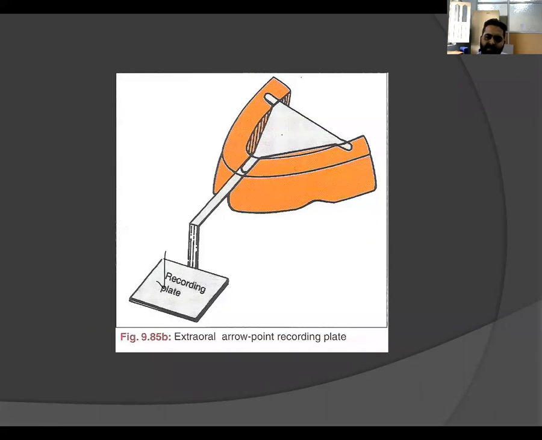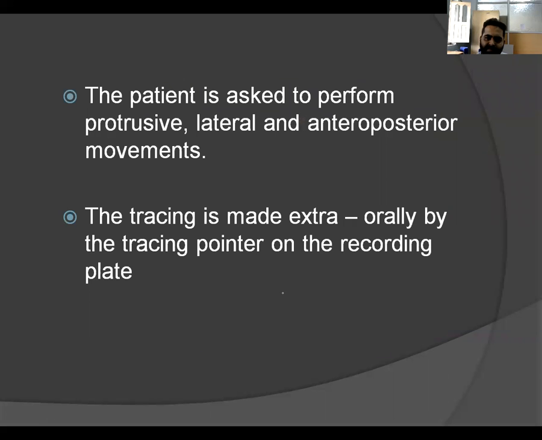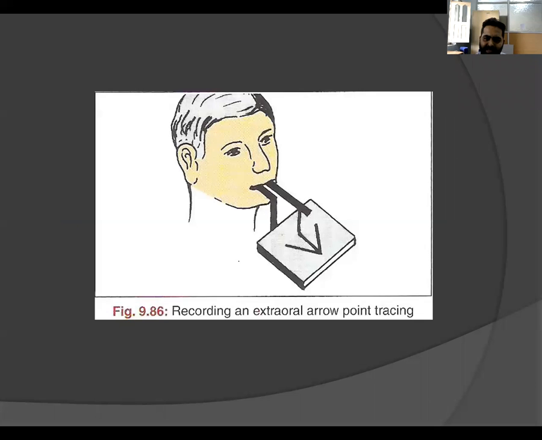Okay, this is the plate. The central bearing point is present in the maxillary tissue. So basically, we ask the patient to perform the same movements, that is protrusive, lateral, and the anterior posterior movements. We'll record the same areas again. We get the arrowhead tracings like this again. This point will be the centric relation. This will be the left lateral, right lateral, and this will be the maximum protrusion.